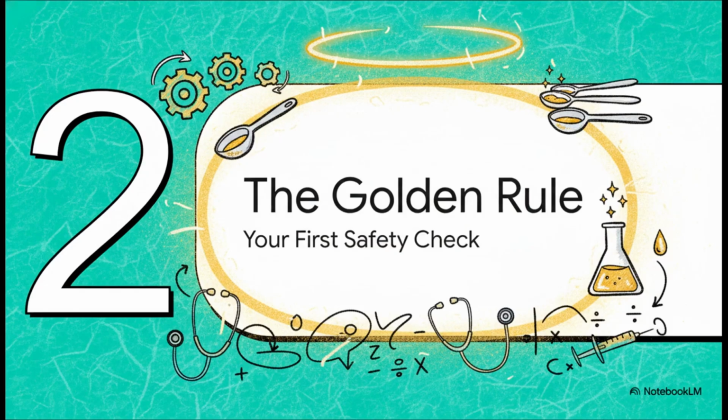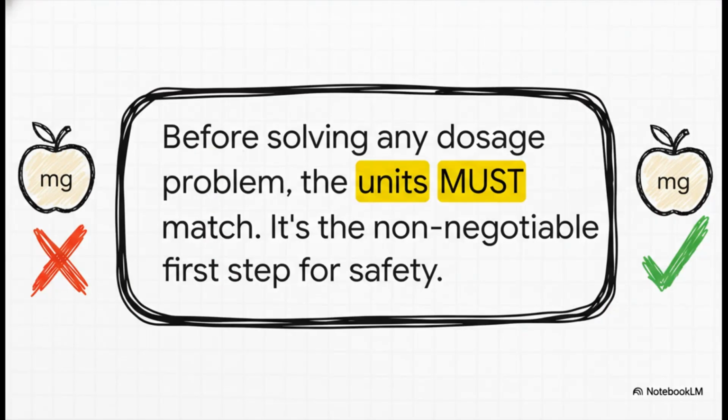Well, it all comes down to one simple, really powerful principle. Let's just call it the golden rule of dosage calculation. And here it is. This is your non-negotiable first step. Think of it like a safety check. Before you calculate, you convert. You have to make sure you're comparing apples to apples. Grams have to be turned into grams or milligrams into milligrams. There is absolutely no other safe way to start.